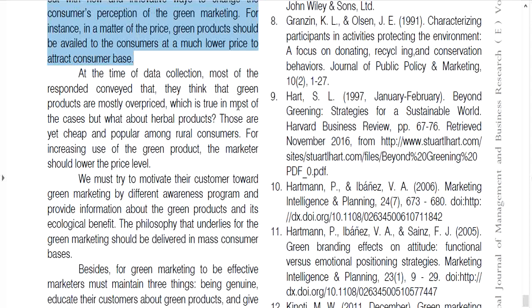Let's move ahead. Then it's saying that those are cheap and popular among rural consumers. For increasing use of the green product, the marketer should lower the price level. Another gap comes here, which is talking about the increasing use of green products. This is a gap. You can connect your study here.